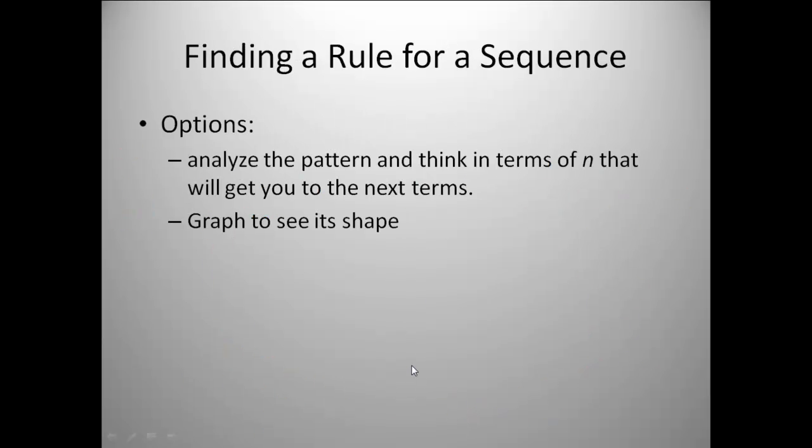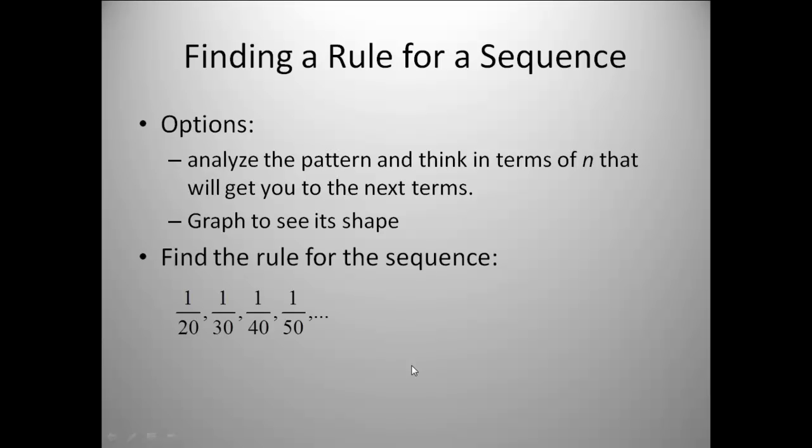Okay, another thing we're going to have to do is find a rule for a given sequence. There are two general ways we're going to look at right now to do this. You can just analyze the pattern and think in terms of n, and then think about what will get you the next terms, or you can graph to see its shape. We're going to first look at analyzing the pattern.